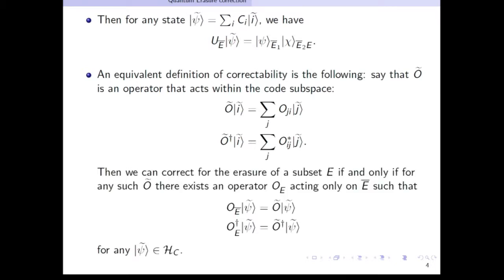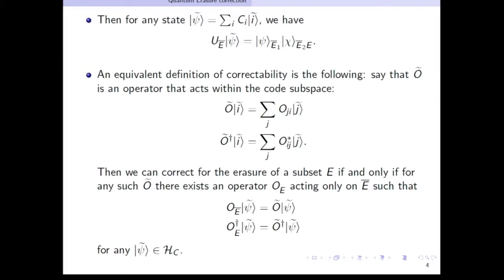So here's the equivalent definition. We can correct for the erasure of a subset E if and only if for any O tilde, there always exists an operator O_E bar which acts just on E bar, on the qubits that we do have access to, and which implements this O tilde and whose dagger implements O tilde dagger. If the code is correctable, then any logical operation on the code subspace can be implemented just by an operator on E bar. This is related to the idea that E has no information about the system.